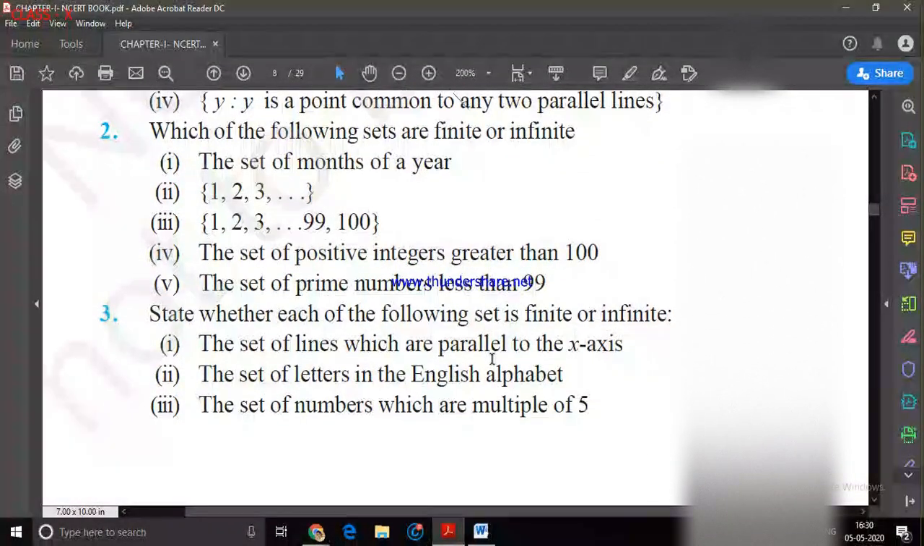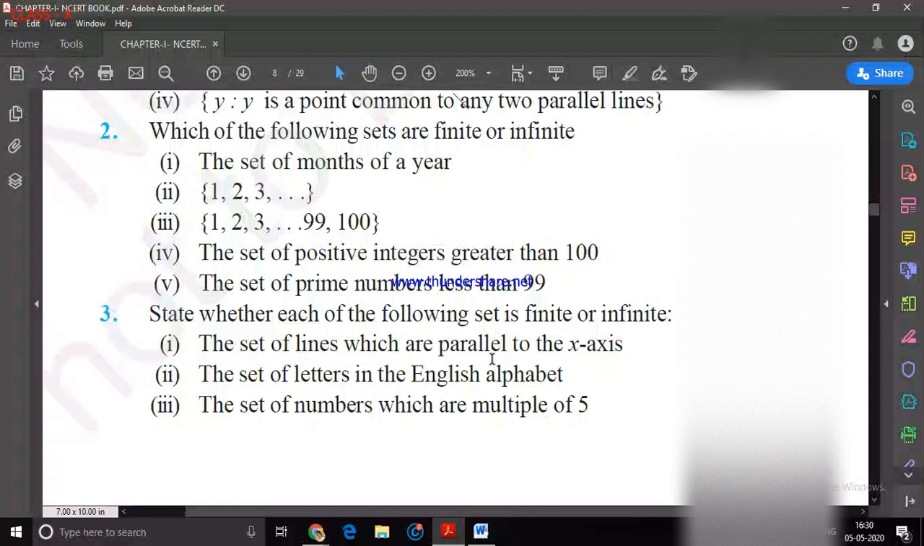Which of the following sets are finite or infinite? That we are discussing since exercise 1 also. The set of months of a year. There are only 12 months, so it is finite. Next, the second one is 1, 2, 3 and so on. This is an infinite set because it never ends. Then 1, 2, 3 till 100, so you can count them easily. So it is finite.